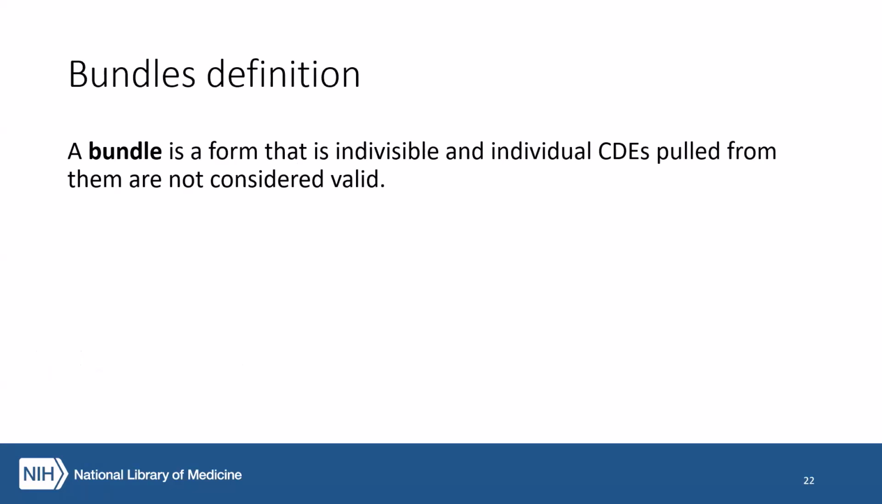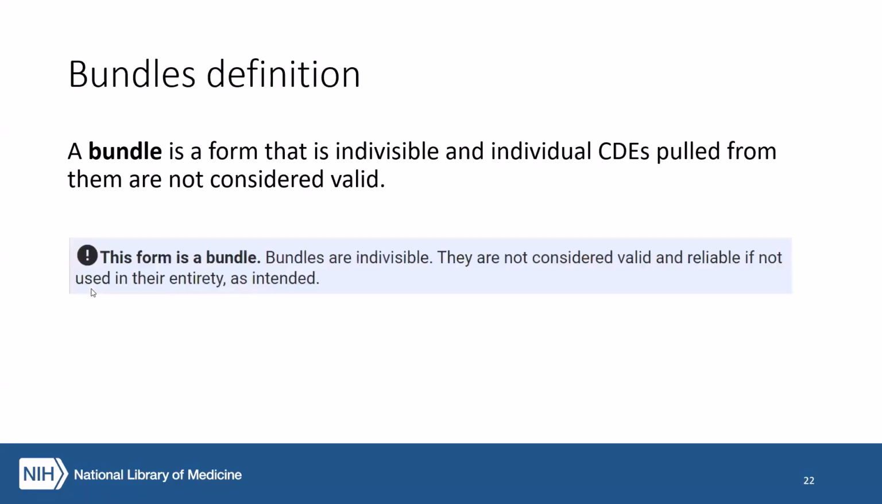Sometimes you will see forms in the repository that are designated as bundles. And this is the answer to number 4 on your handout. A bundle is a form that is indivisible, and individual CDEs pulled from bundles are not considered valid. Bundles are clearly marked in the repository with a blue banner at the top of their record that states, "This form is a bundle. Bundles are indivisible. They are not considered valid and reliable if not used in their entirety as intended."